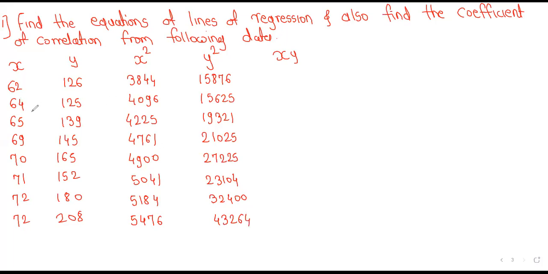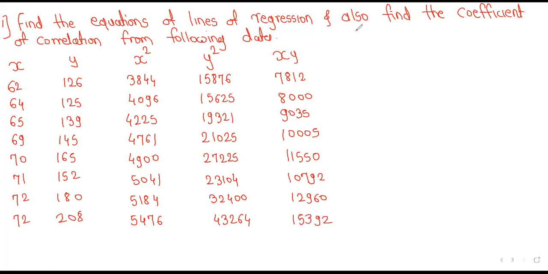Now x into y: 62 into 126 is 7812, then 8000, 9035, 10005, 11550, 10792, 12960, then 15392.